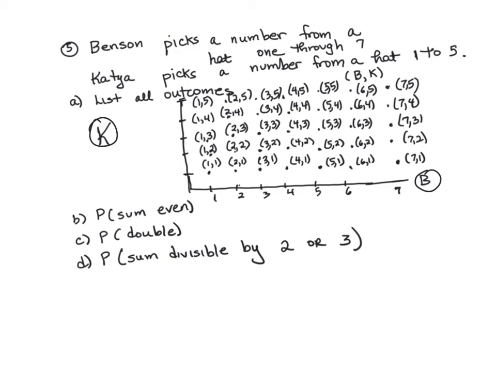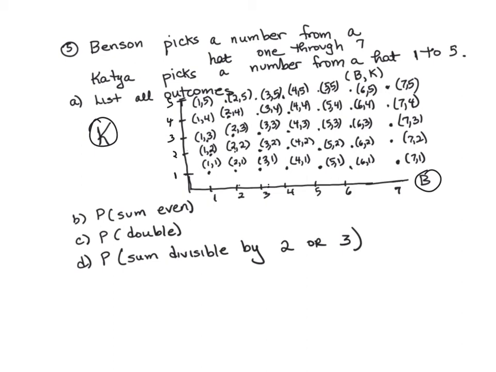Notice that 2-3 is different from 3-2. 2-3 would represent that Benson got a 2 and Katya picked a 3, whereas 3-2 would mean that Benson picked a 3 and Katya picked a 2. So order does matter, and we have 35 possibilities. So let's just label this side here, 2, 3, 4, 5.